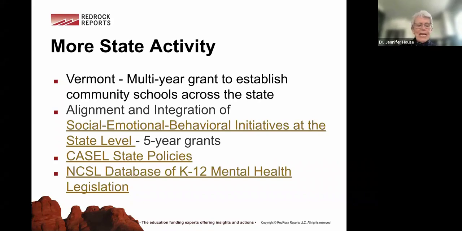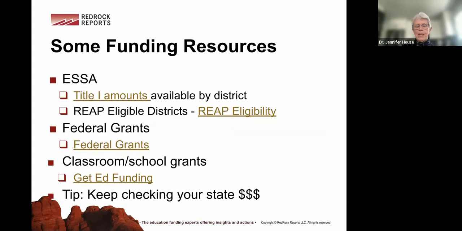NCSL is the National Council for State Legislatures, and it has the database of K-12 mental health legislation. And that is also addressing SEL. So if you just want to get in and look at the types of mental health legislation in your state, you can click on that and see what's available.